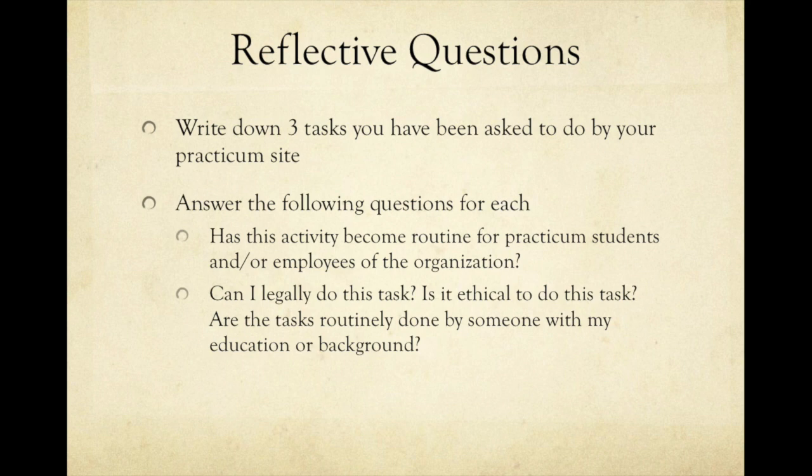So then the next question is, can I legally do this task? So in other words, do I have the credentials? Does the organization say that A, this is your job, and B, legally, is it okay for you to do this? Another way to look at that is, is it ethical for me to do this task? Are they asking you to do something that you feel is not the right thing to do?